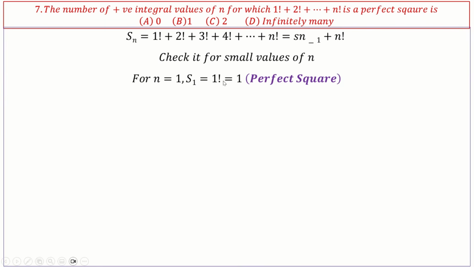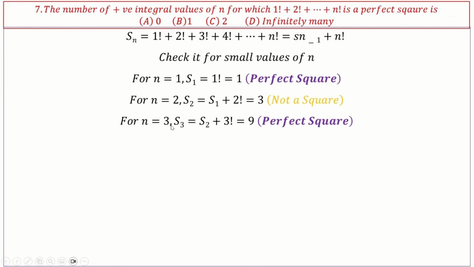For n equal to 1, S1 is 1 factorial, which is 1, a perfect square. For n equal to 2, S of 2 is 1 plus 2 factorial, which is 3, not a square. For n equal to 3, S3 is S2 plus 3 factorial, which is 3 plus 6, which is 9, a perfect square. For n equal to 4, S of 3 plus 4 factorial is 33, not a square.